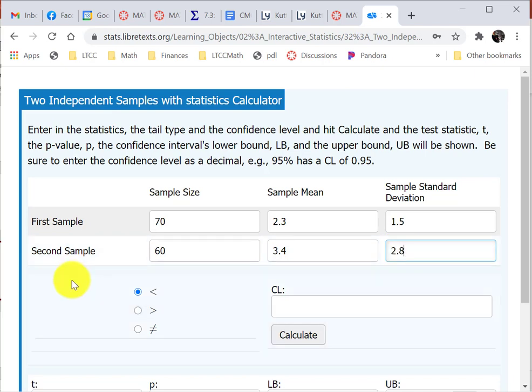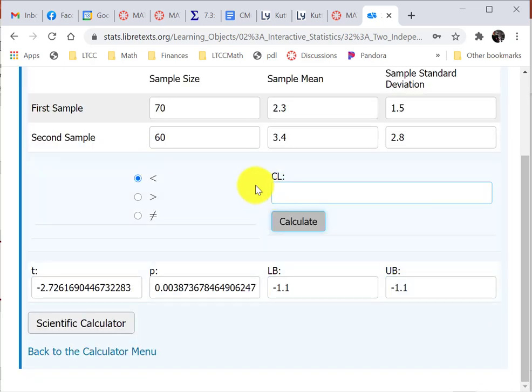And if you remember, my alternative hypothesis was that mu sub m is less than mu sub w. So the less than is what I want. And I hit calculate. I didn't have a confidence level because this isn't a confidence interval. I could ignore the lower bound and upper bound, not about confidence intervals. But the key here is my test statistic is about negative 2.7, and the p-value is 0.00387, etc. So now I can interpret all of this.